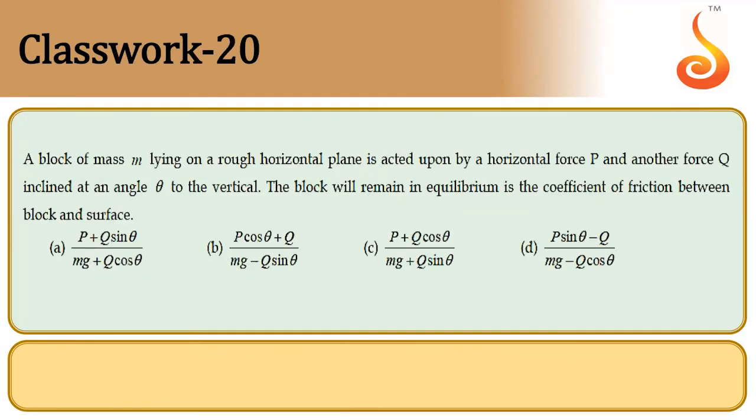A block of mass m lying on a rough horizontal plane is acted upon by a horizontal force P and another force Q inclined at an angle theta to the vertical. Theta with the vertical. The block will remain in equilibrium if the coefficient of friction between block and surface is... It's not "is", it should be "if". So for the block to be in equilibrium, what should be the coefficient of friction?